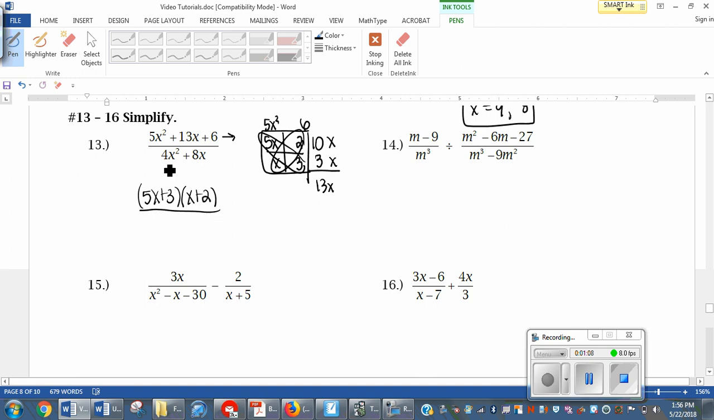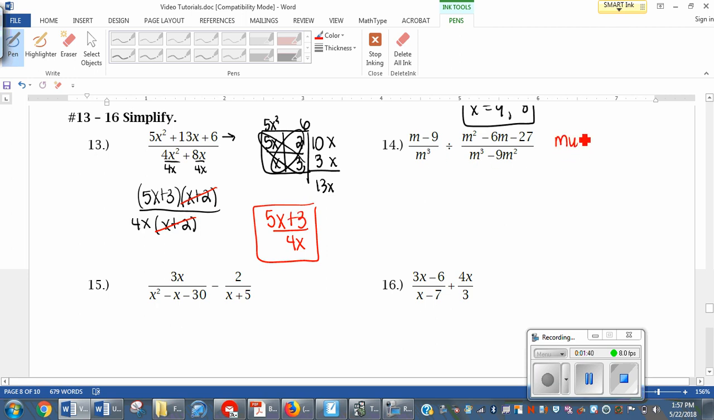In the bottom I have a GCF, so both of these are divisible by 4x. So I'm going to take 4x out, and I'm left with x plus 2. And then we're going to simplify those. And so my final answer is 5x plus 3 over 4x. Now I had a lot of students in this unit try to cancel these x's, but that's not the case. When this x is connected to addition, we're not allowed to simplify like that.